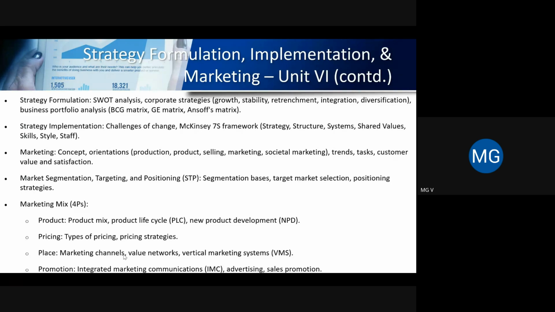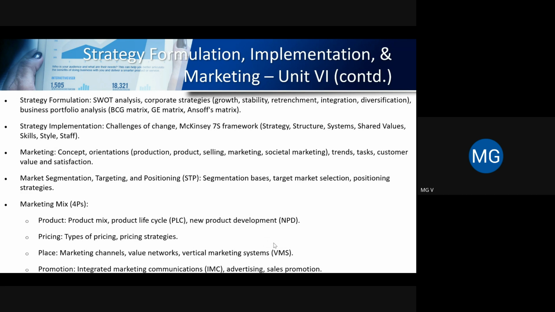Business portfolio analysis tools like the BCG matrix, GE matrix, and Ansoff's matrix help organizations allocate resources across different SBUs, that is strategic business units. Strategy implementation involves putting the formulated strategies into action. Change management is crucial for successful strategy implementation. The McKinsey 7S framework provides a helpful framework for aligning different elements of the organization to support the chosen strategy.